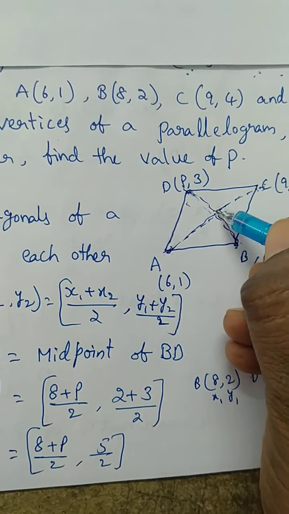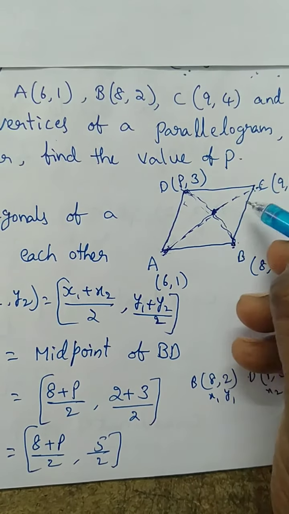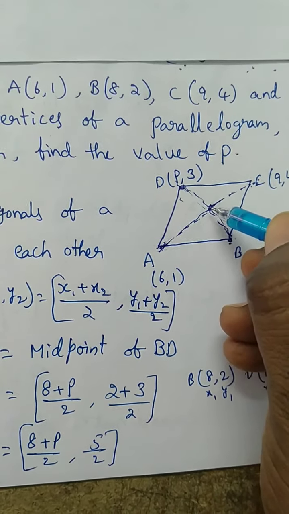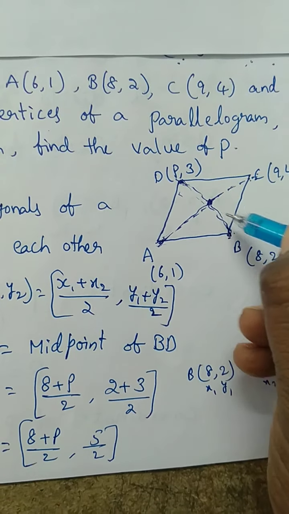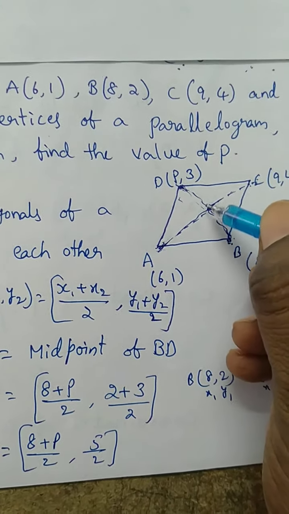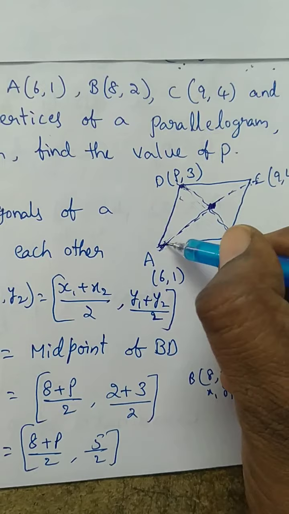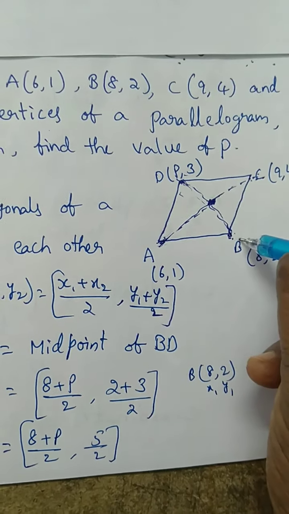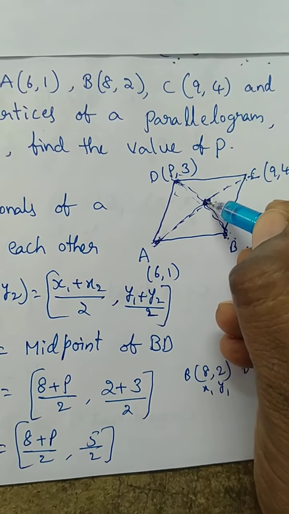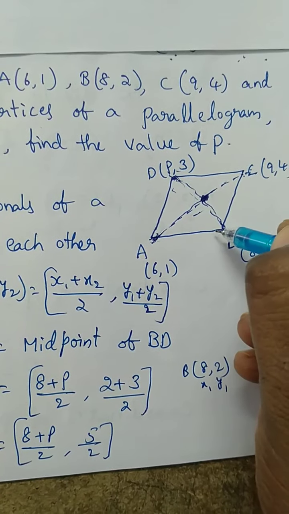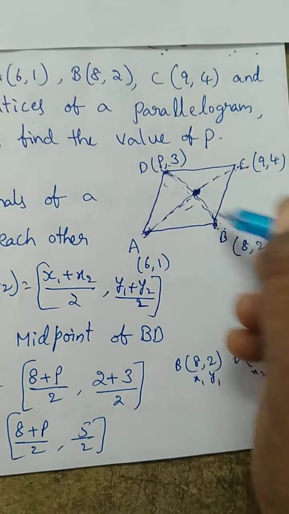The meaning of this is that this point is the midpoint of AC, and similarly this point is also the midpoint of BD. So this midpoint is common to AC and BD. Then you can find the midpoint of AC and BD, and both are equal. We can equate those midpoints.